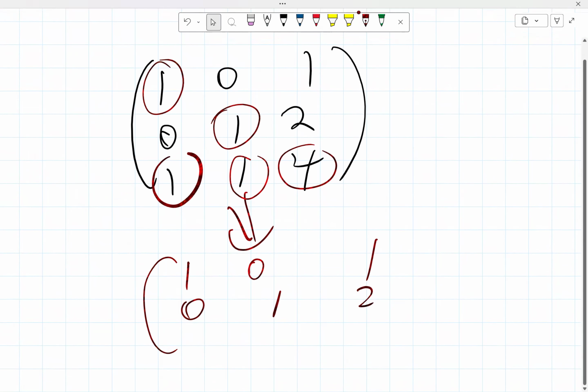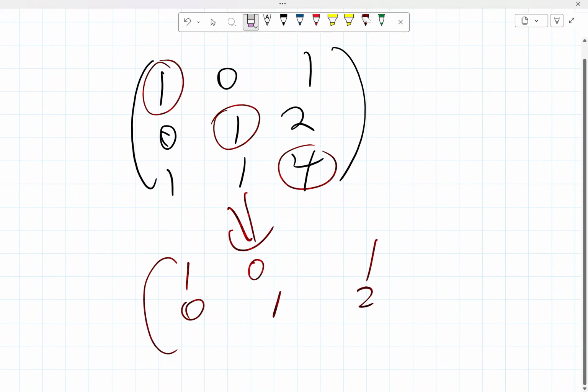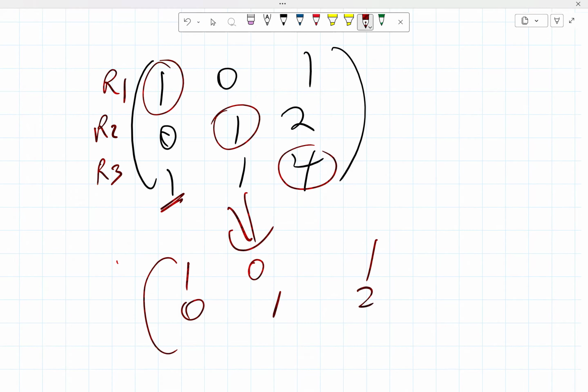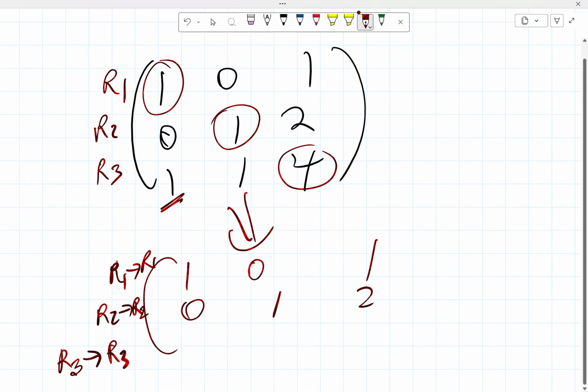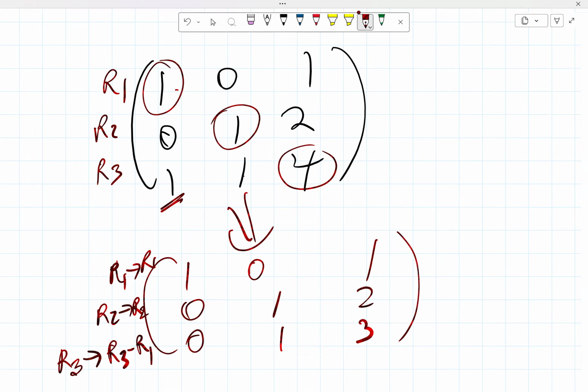But let's do it one after the other. So we want to get this to be 0 now. So we can just subtract. We just say this is row 1, row 2, and row 3. Now row 1 remains row 1, row 2 remains row 2, but row 3 now is going to be the old row 3 minus the old row 1, because this is the pivot for that. So 1 minus 1 is 0, 1 minus 0 is 1, 4 minus 1 is 3. Okay, so we have that.